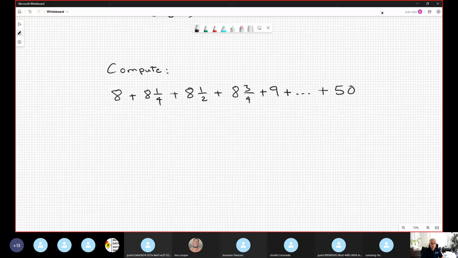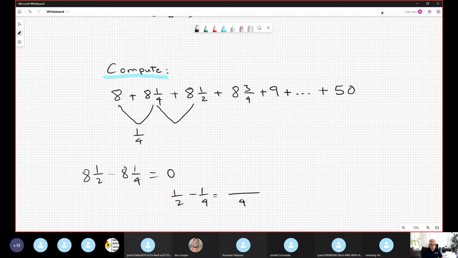Okay, let me try to investigate if it is an arithmetic sequence. You're subtracting this term minus this term, which is 1/4. This term minus this term is a little bit complicated. No, it's not complicated. It's 8 1/2 minus 8 1/4. Subtracting the whole part, it's 0, 8 minus 8. And subtracting the fraction part is 1/2 minus 1/4. The least common denominator is 4. You have 2 minus 1 is 1/4. It's exactly the same.